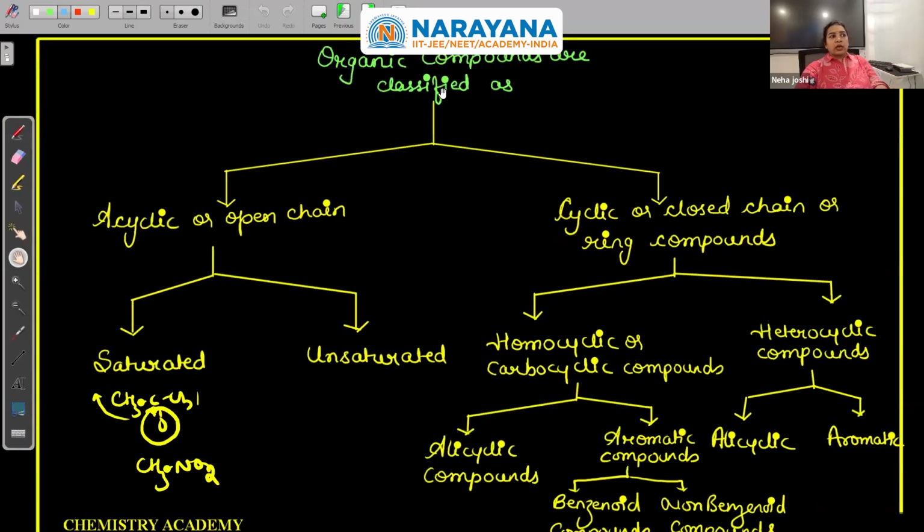Now let us start with how organic compounds are classified. Again, I am using NCERT as a reference. So acyclic or open chain.